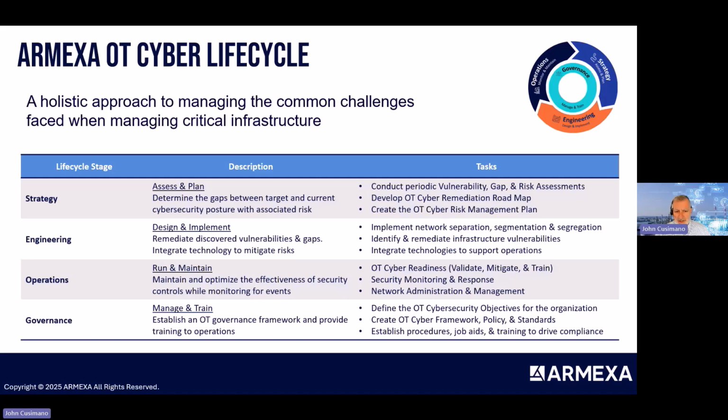Assessment and plan is the first stage, where you understand your gaps, you understand your risks, you put together a plan based on your current and your target level of risk and your profiles. Engineering phase is focused on designing and implementing whatever mitigations and remediations are needed. Run and maintain is all about operating and maintaining and monitoring and optimizing those processes to keep your security controls evergreen. And then lastly, governance, which I mentioned earlier, is an ongoing process.